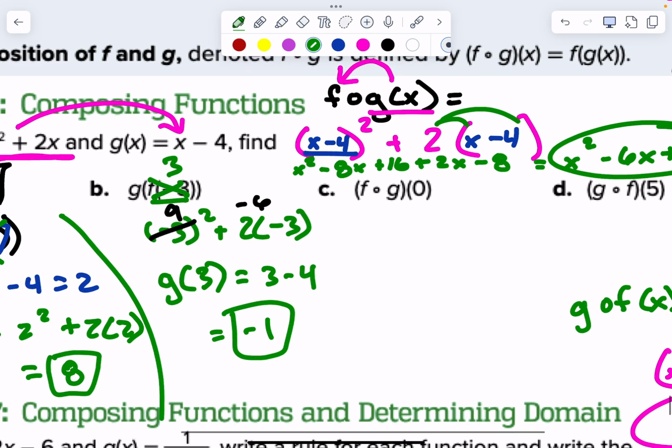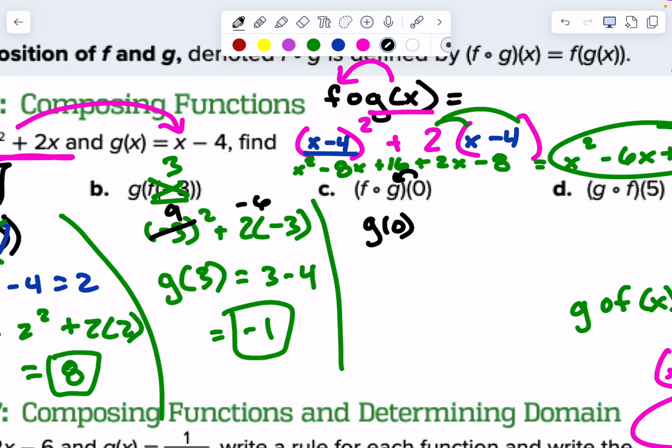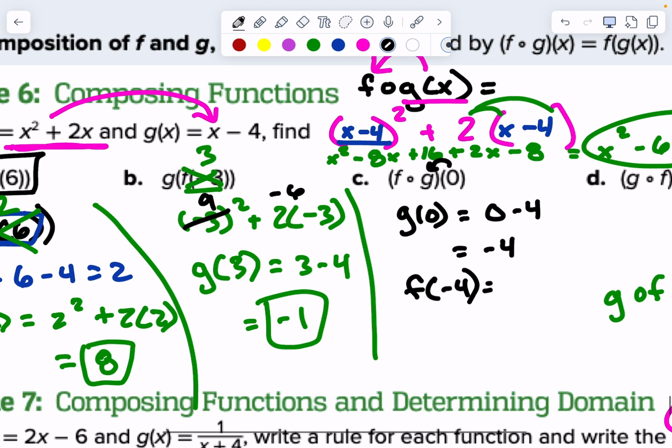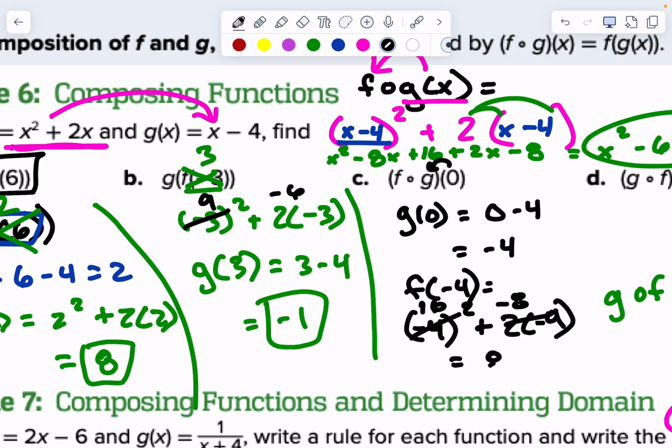Okay? f composed of g of 0. Where are you going to plug the 0 in first? Into the g. So I'm going to find g of 0. That's 0 minus 4, so that is negative 4. And I need to find f of negative 4. So f of negative 4 will be negative 4 squared plus 2 times negative 4, and that is 16 plus a negative 8, which is 8.